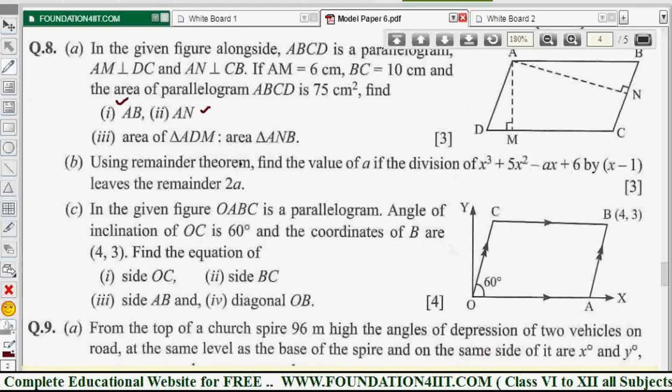In the given figure, OABC is a parallelogram, and the angle of inclination of OC is 60 degrees. The coordinates of B are given, that is 4, 3. Find the equation of side OC, and side BC, side AB, and diagonal OB also. These 4 equations you should find out. Okay, let us take the problem.